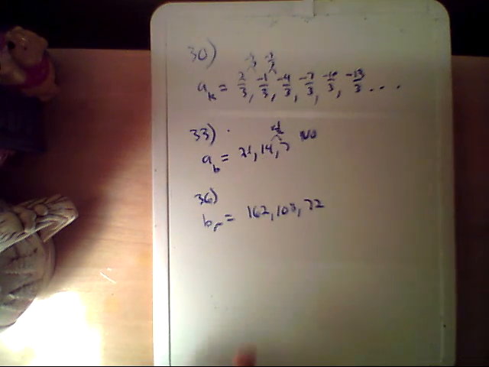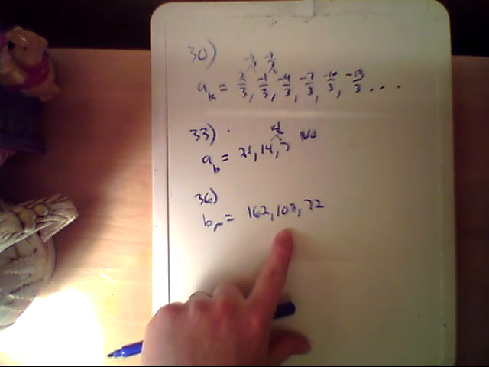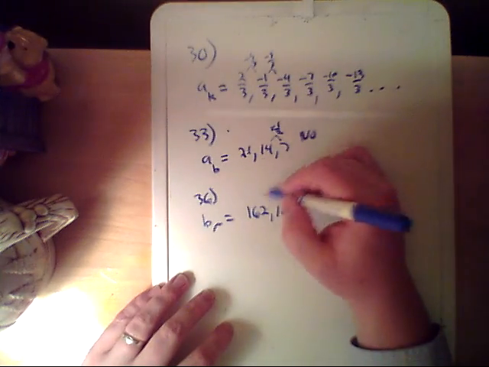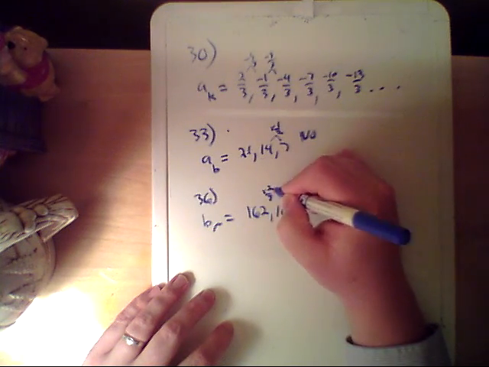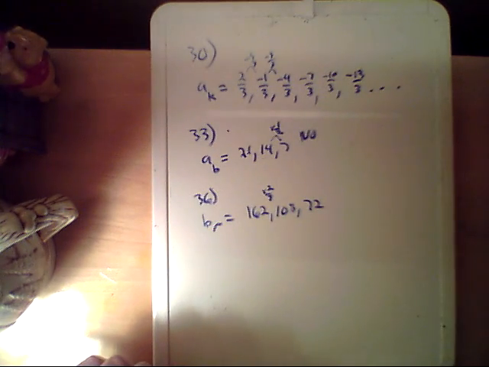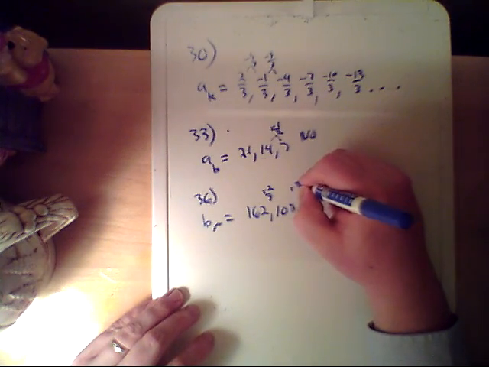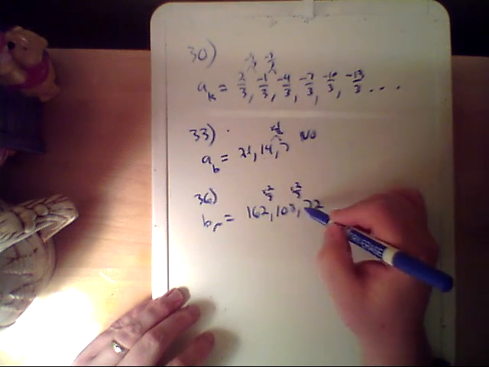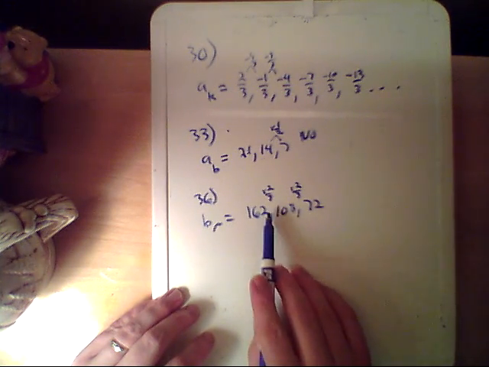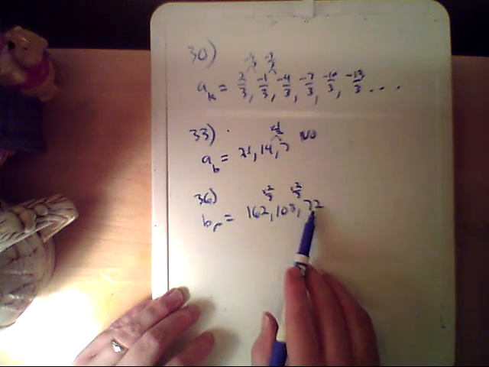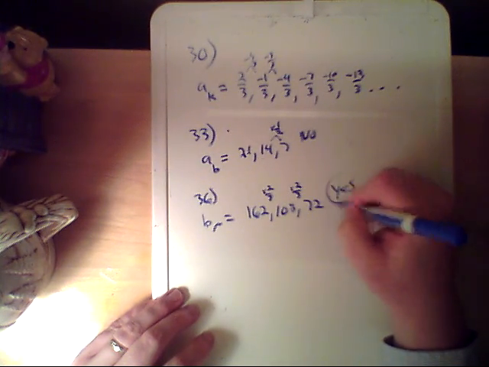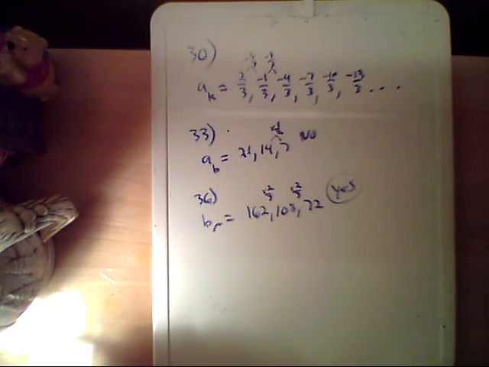Okay, so let's figure out the ratio of 162 and 108. Let's just use a calculator for that. 108 divided by 162 is 2/3. So we have to multiply 162 by 2/3 to get 108. Now let's take 72 divided by 108. That is also 2/3. So 108 times 2/3 equals 72. So we multiply this by 2/3 to get here, and we multiply this by 2/3 to get here. So this is, in fact, geometric. All right, 39.